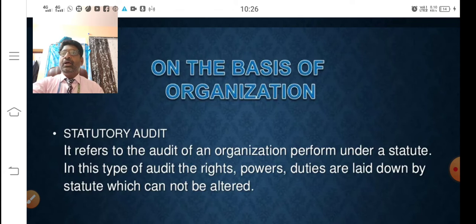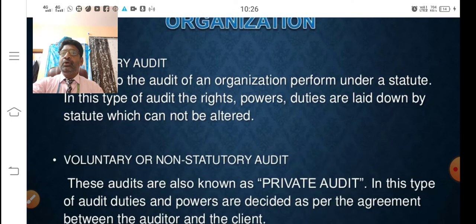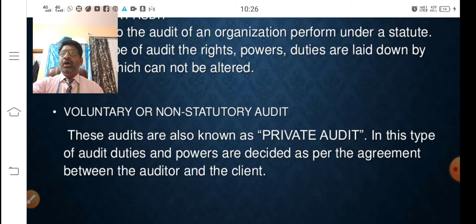Next we are going to discuss private audit. What is meant by private audit? Private audit means it is a non-statutory audit. These audits are also known as private audit. In this type of audit, duties and powers are decided as per agreement between the auditor and the client.